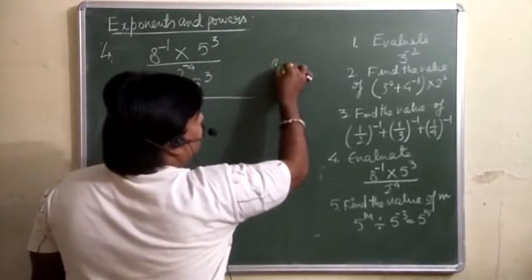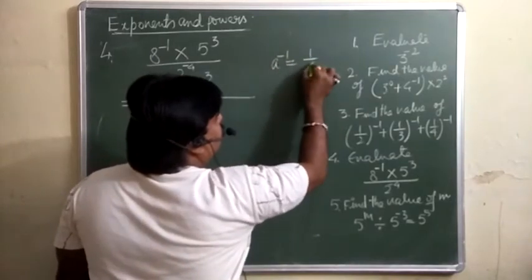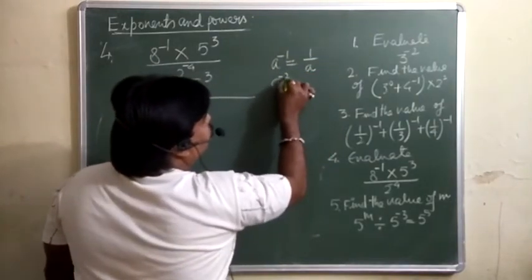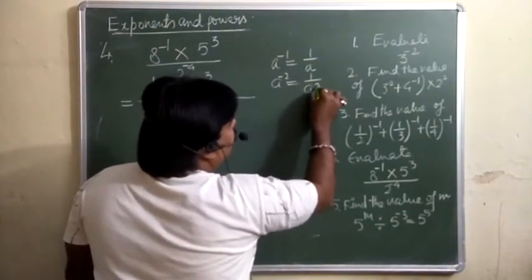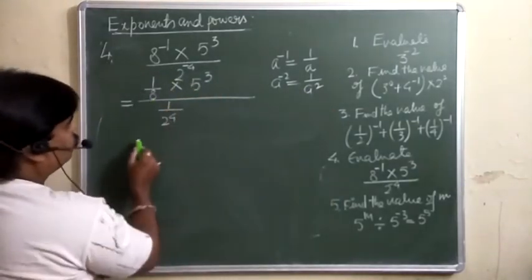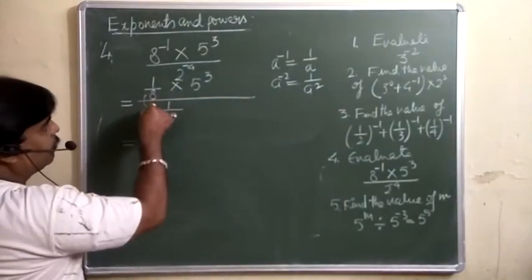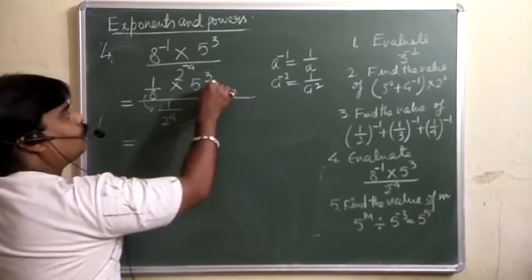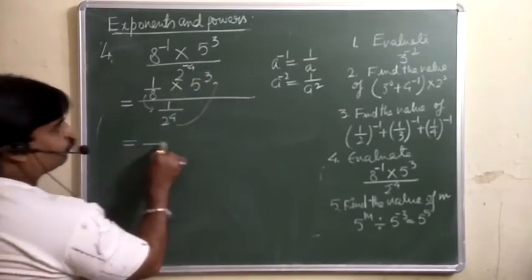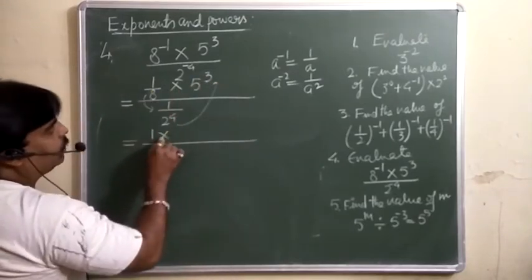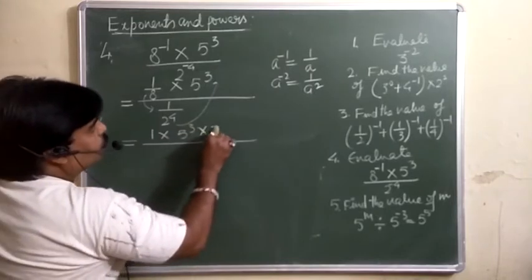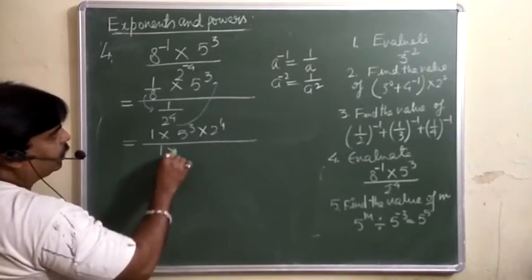जो अभी डिस्कस किया कि a की पावर -1 है तो that is equal to 1 over a raised to power -2 that is equal to 1 over a square. Likewise you can do. So see now this 8 will come denominator and 2 raised to power 4 will go in the numerator. So finally you will get here 1 into 5 raised to power 3 into 2 raised to power 4. Here is 1 into 8.